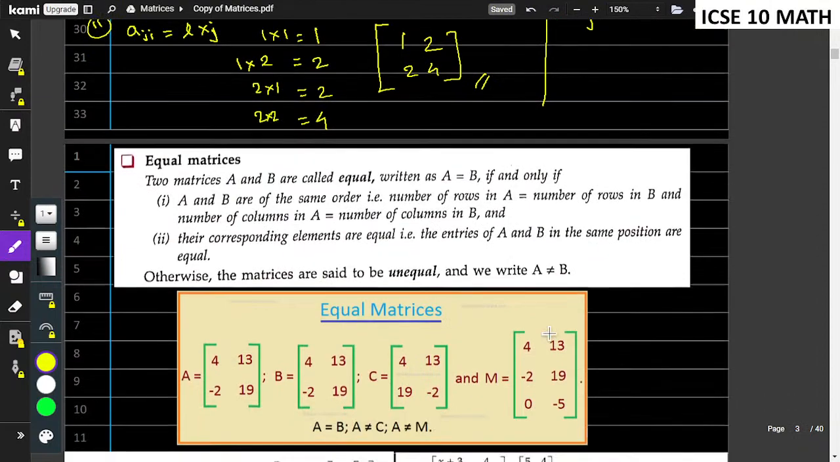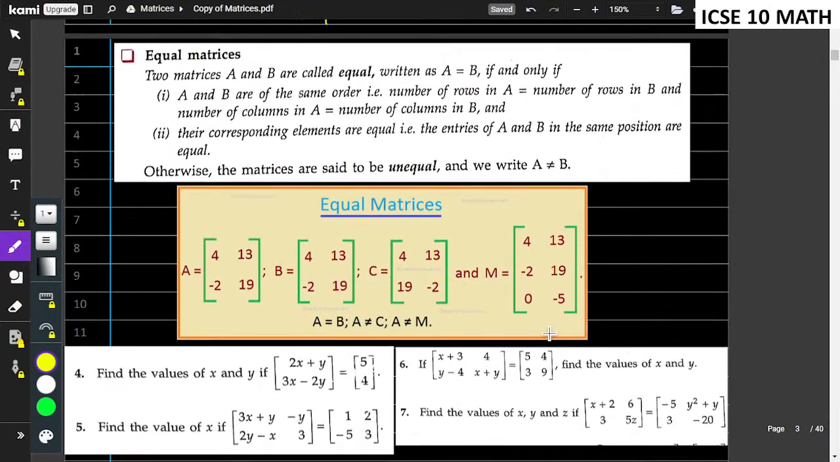Alright, let's go ahead. Next concept we have is equal matrix. Two matrices are called equal when they are written as A is equal to B. Remember, capital A is one matrix. We give it a capital letter, like in sets. We denote sets by capital letters, capital A is equal to, in curly brackets, x belongs to such that. So in the same way here also we denote matrices using capital letters. So here we write A equals B.